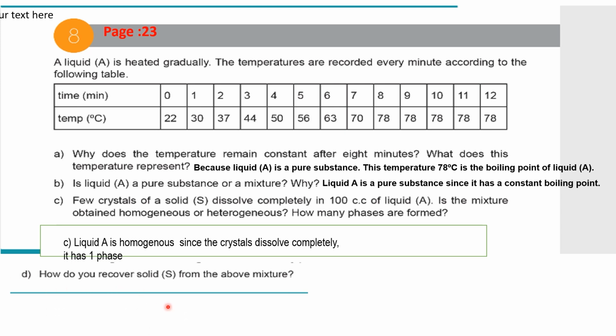How do you recover solid S from the above mixture? We can evaporate liquid A by heating. So in this way, we can recover solid S.